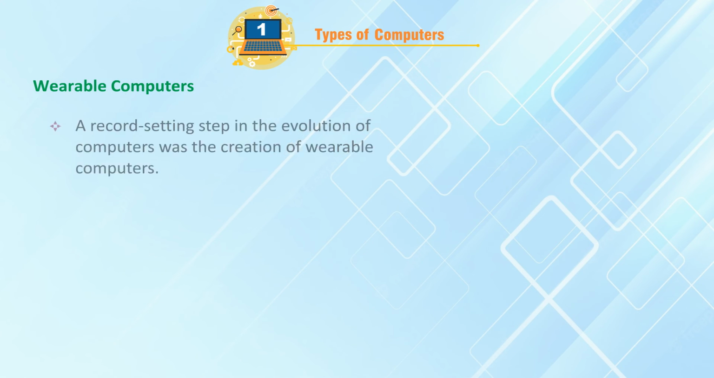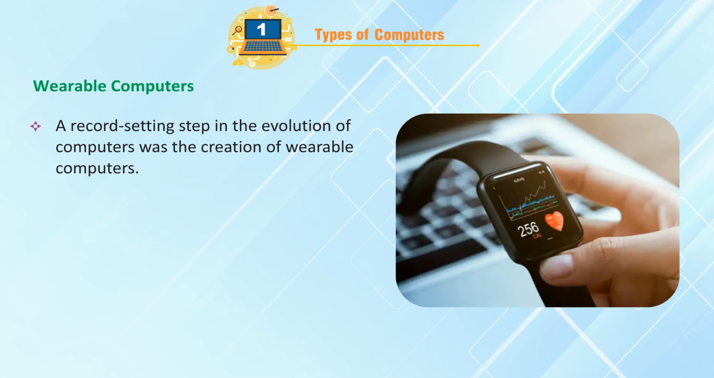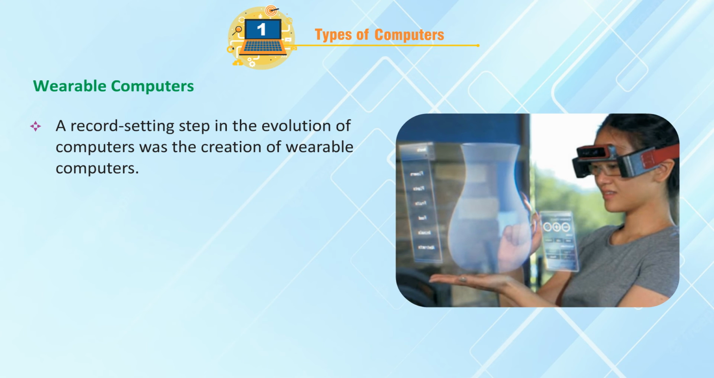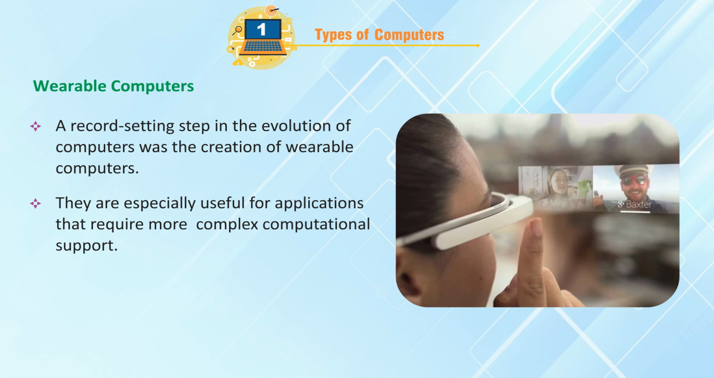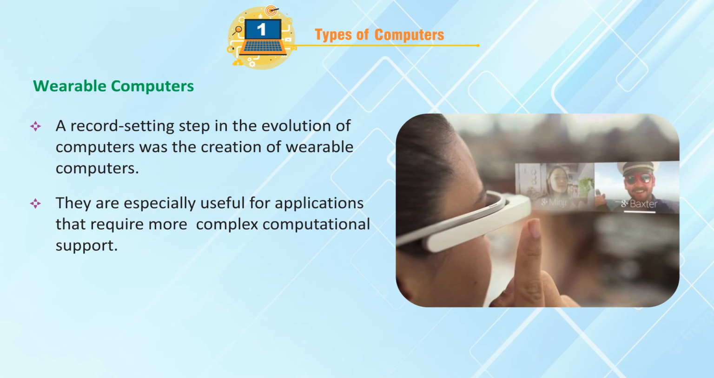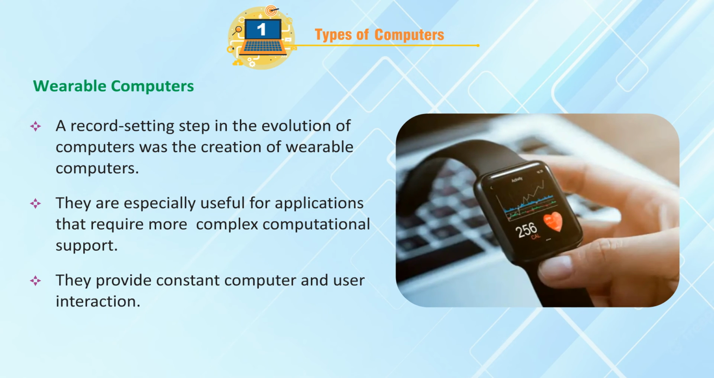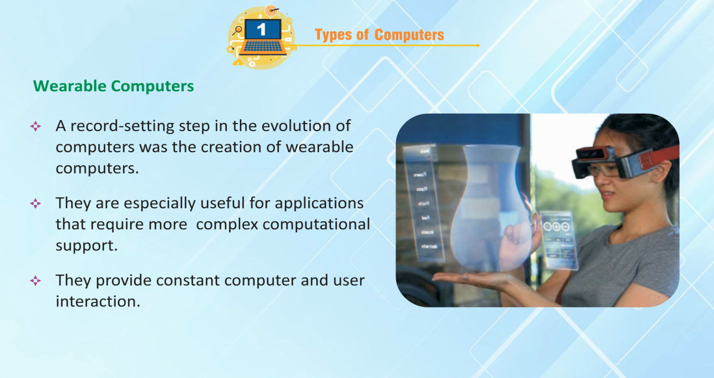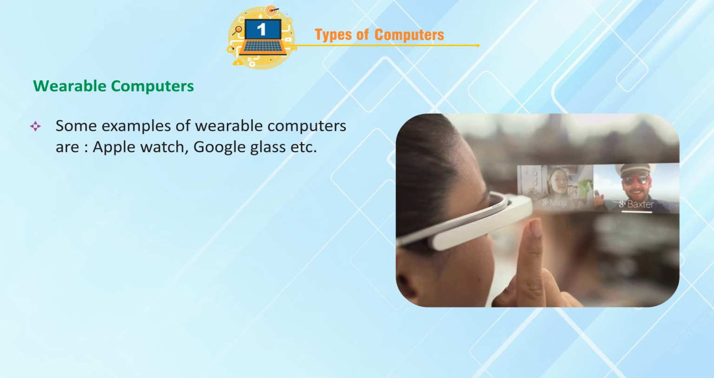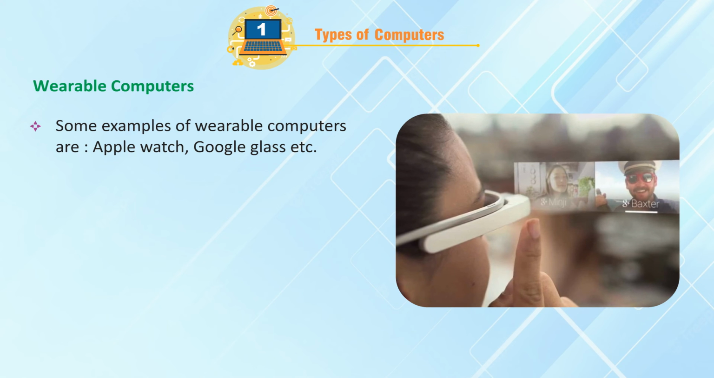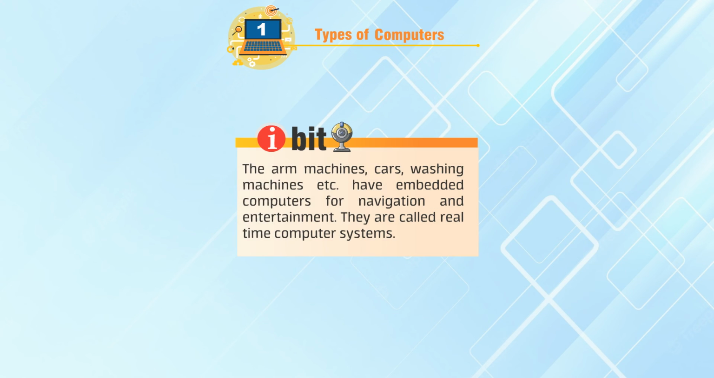Wearable computers. A record-setting step in the evolution of computers was the creation of wearable computers. They are especially useful for applications that require more complex computational support. They provide constant computer and user interaction. Some examples of wearable computers are Apple Watch, Google Glass, etc. The ARM machines, cars, washing machines, etc. have embedded computers for navigation and entertainment. They are called real-time computer systems.